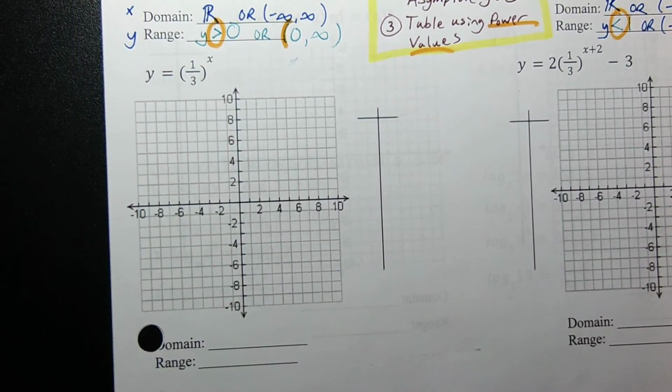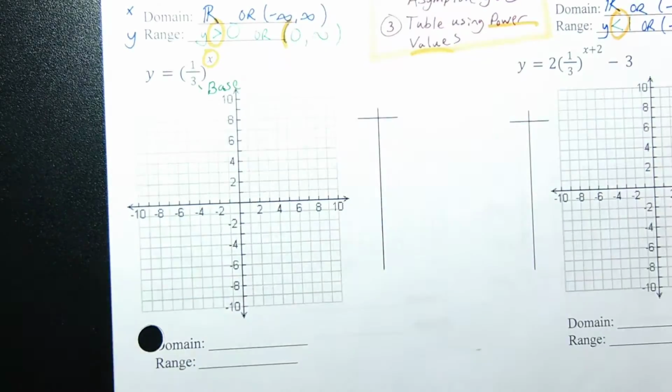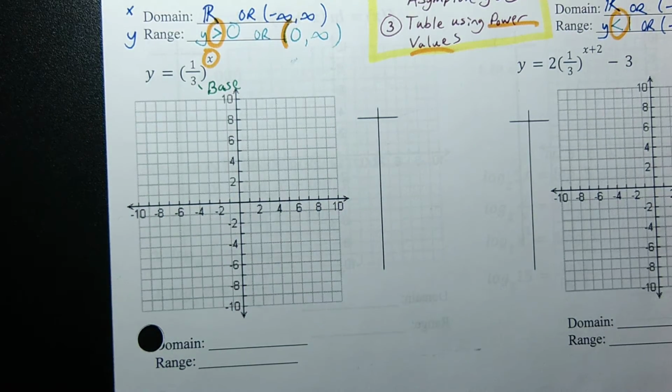We've got y equals 1/3 to the x. So is this an exponential function? Yup, it's got x in the exponent. Are there any transformations? We've got the 1/3, which is just the base. What does that tell me? Is this growth or decay? This is going to be our first decay function.